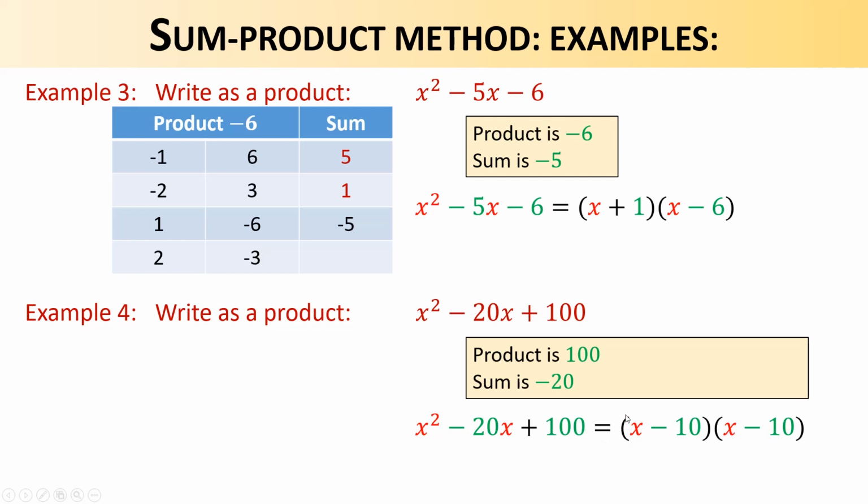This factorizes to x minus 10 times x minus 10. So sometimes these two numbers will be the same. Now let's practice with this, and it's good to have some kind of step-by-step plan for doing this in your system. So when you're asked to factorize something, the first thing you need to think about is what are the two numbers I'm looking for?